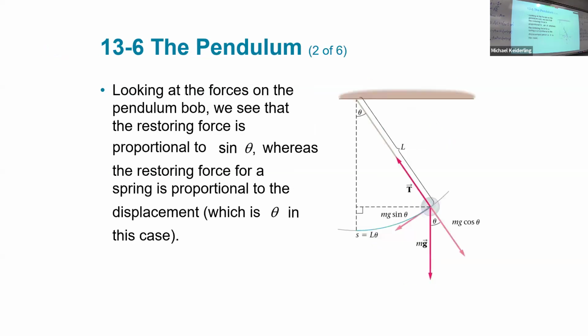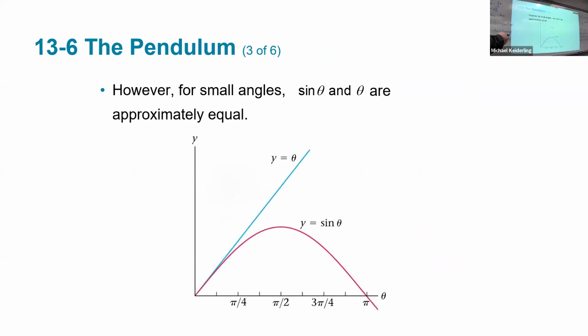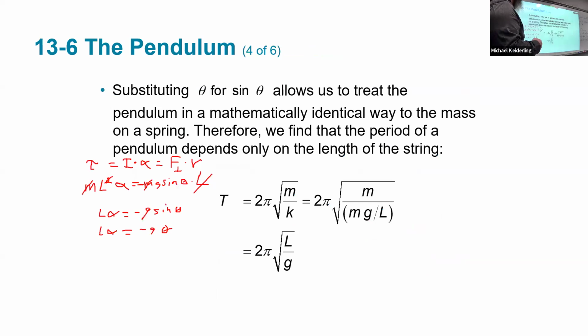If you look at the forces on a pendulum bob, we see the restoring force is proportional to sine theta, whereas the restoring force for a spring is proportional to the displacement, which is theta in this case. But for small angles, sine theta is approximately equal to theta. So if we substitute theta for sine theta, this allows us to treat the pendulum in a mathematically identical way to the mass on a spring. And therefore, we find the period of the pendulum depends only on the length of the string.